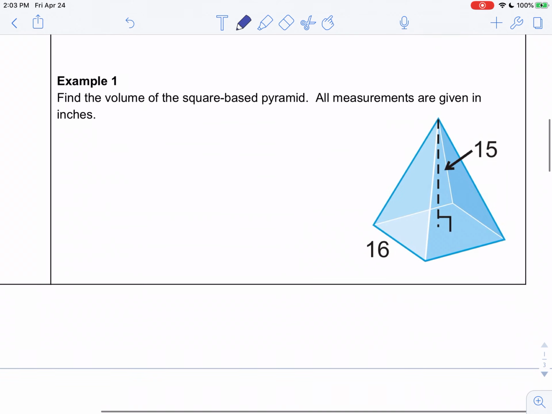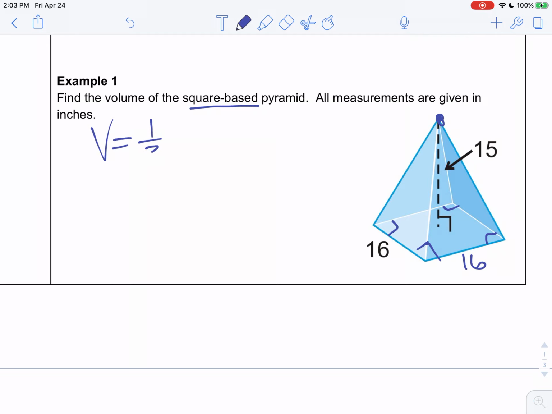Okay, so example 1 says find the volume of the square base pyramid. What do we know about squares? We know that we have right angles hanging out at all of our corners and that all 4 sides are the same length. All of our measurements are given in inches. All right, so it's pointy. So anytime you think about a pointy shape, you're thinking about 1/3. 1/3 big B times big H.